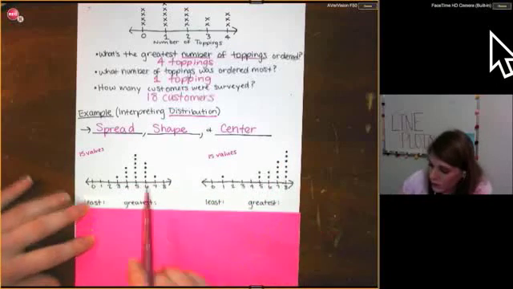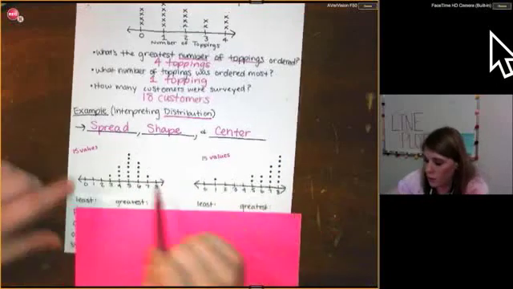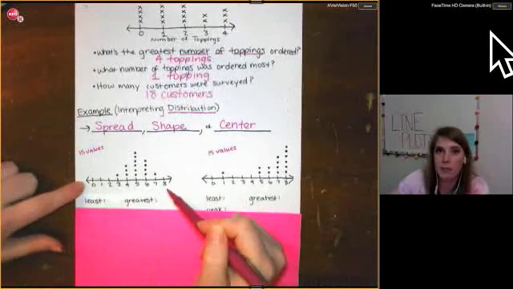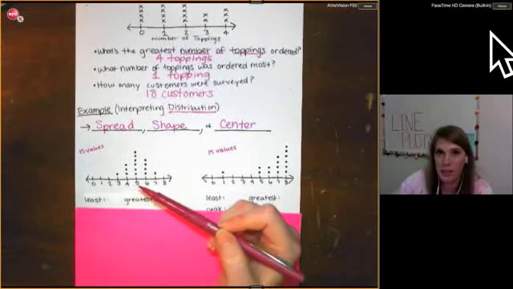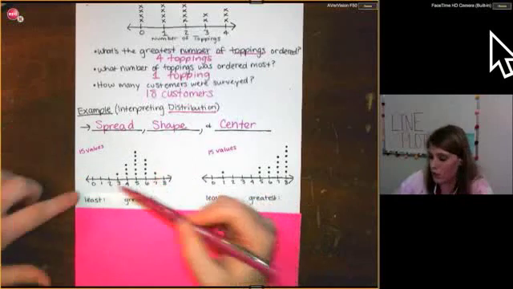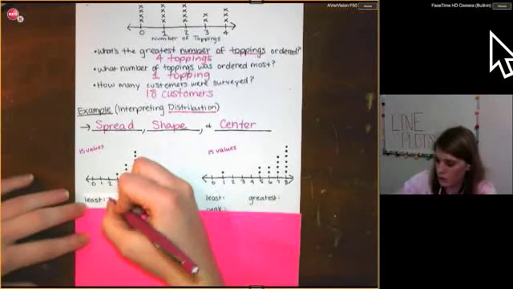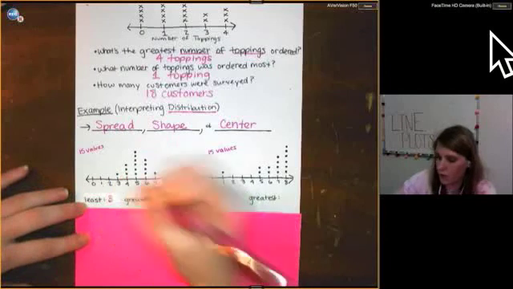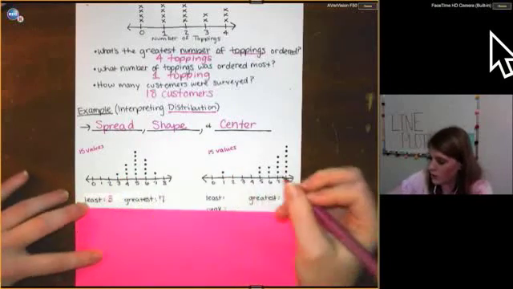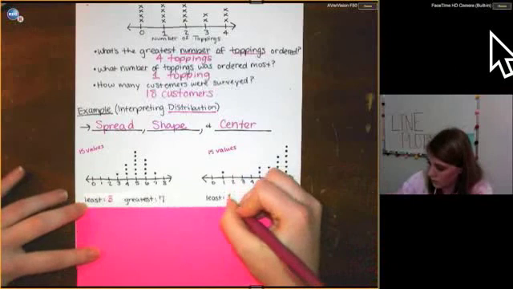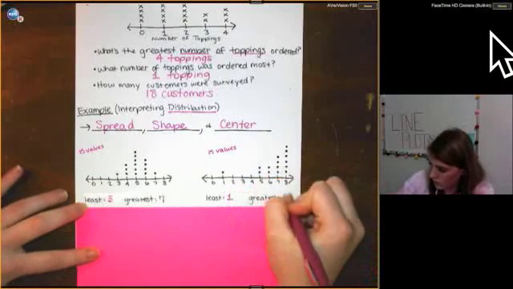So again, least to greatest. They both go from 0 to 8 on the number lines, but that's not what we're looking at, because you can make a number line from anything. We want to look at the least and greatest data values. So for this one, our least is 3, and our greatest is 7. Whereas here, our least is going to be 1, and our greatest is going to be 8.